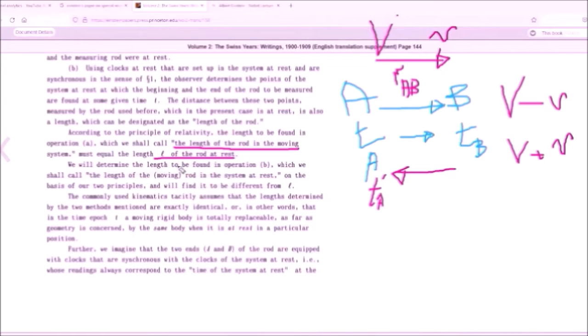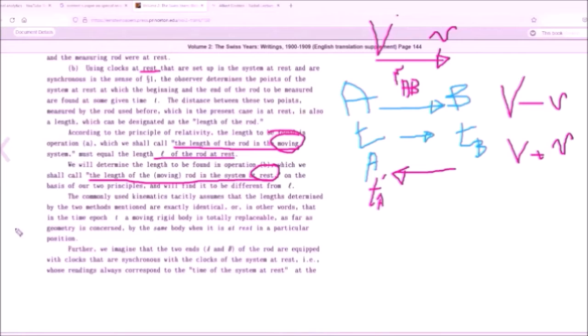We will determine the length to be found in operation B. Operation B uses the clocks at rest, which are not moving, that are set up in the system at rest and are synchronous in the sense of P, which we shall call the length of the moving rod in the system at rest. So we now have two systems of measurement. The moving measurement is the length of the rod while moving, and the other measures it while at rest.